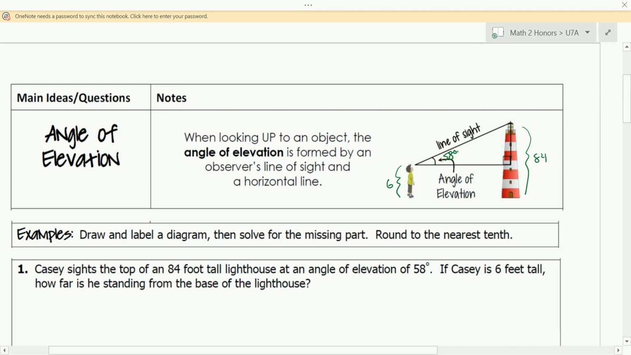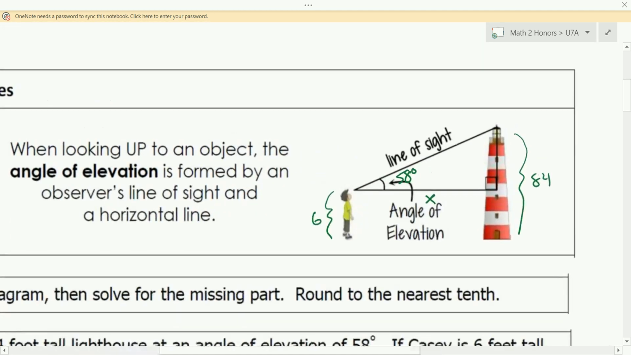How far is he standing from the base of the lighthouse? So that's talking about this distance here. So there's our variable x. But we need another piece of information here. Anybody tell me anything else about this triangle? Yeah. Which is? Yes. He's like this. Yeah. Okay. So yeah, you subtract the 6 from the 84, and you get 78. So 78 would be kind of the height of that triangle. And then it's set up.